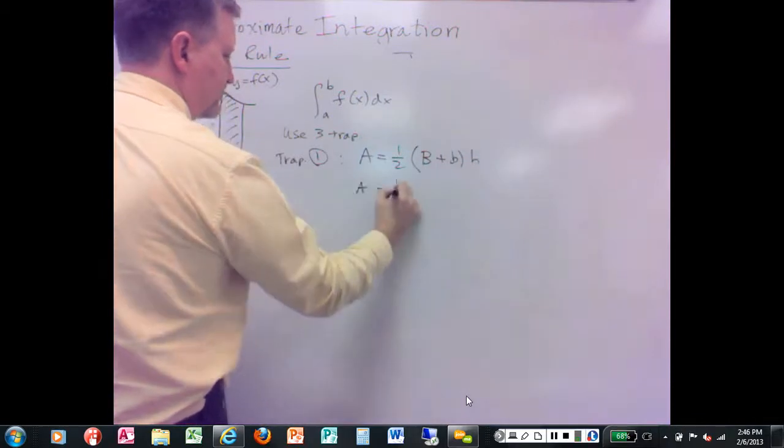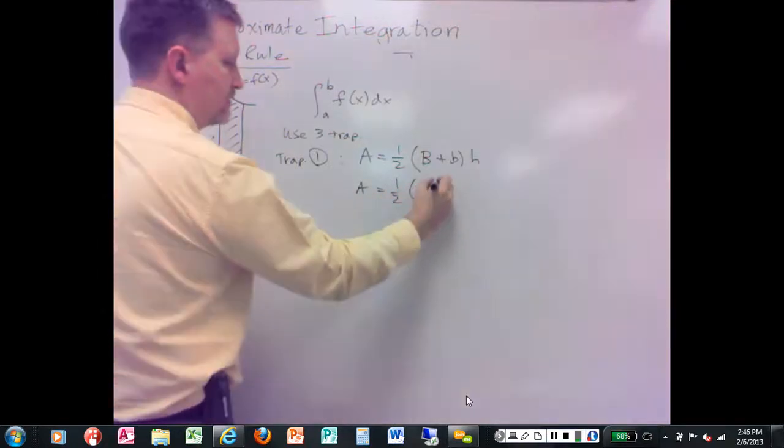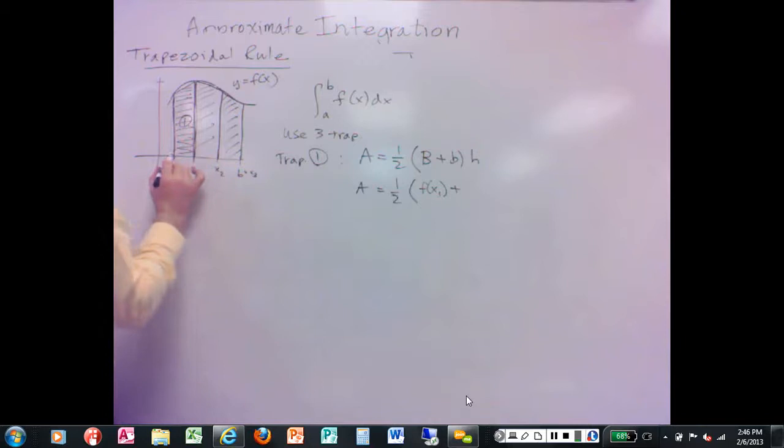Well, what is that in context of my function here? Well, big B, let's call big B this side, okay? Big B, the length of it, what would it be? Wouldn't it be the function value at x1? Little b, let's call it this, that would be the function value at x0.